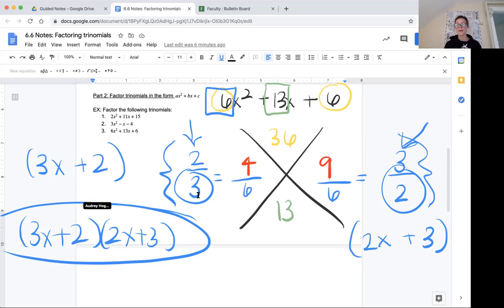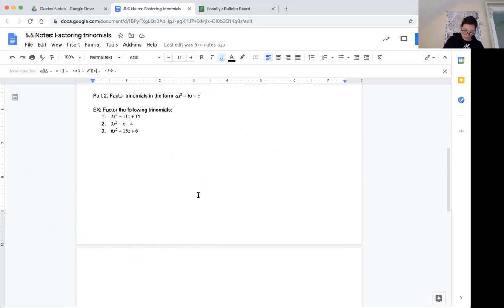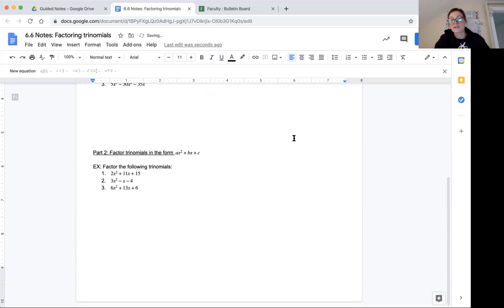And if you doubt that, you can FOIL it out to check your work. And that is a beautiful thing about factoring, is that you can always check by FOIL. So that is factoring. Basically all it takes is a bunch of practice. So that is what you'll be doing for homework, is a bunch of practice. And if you have questions, we will continue to go over this in class.